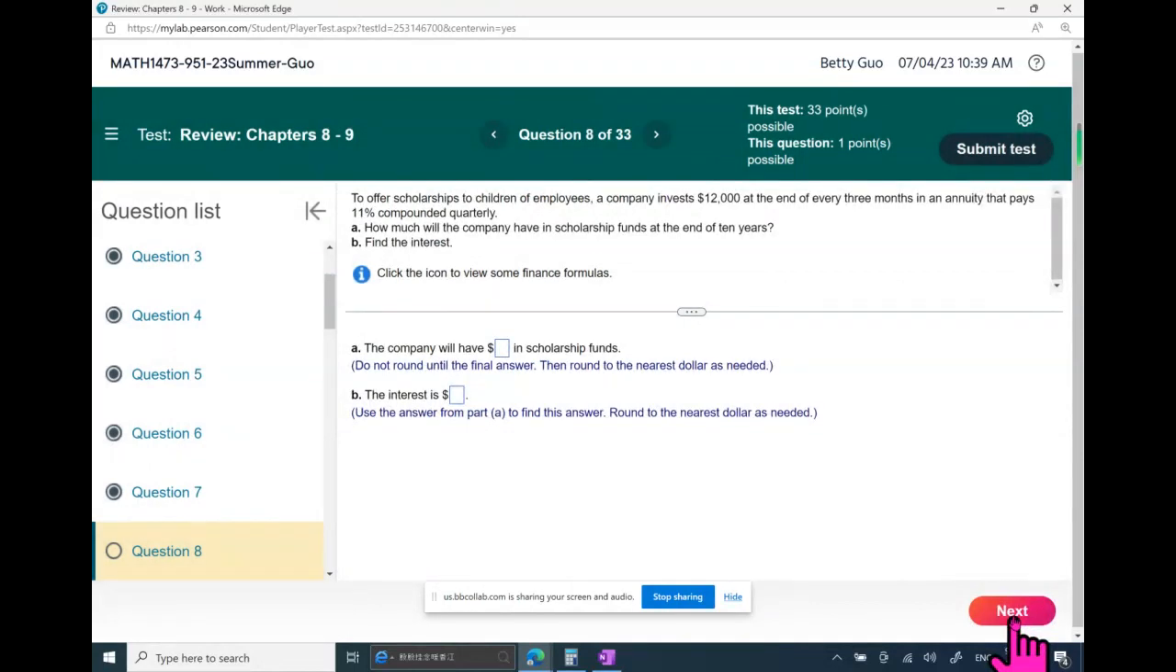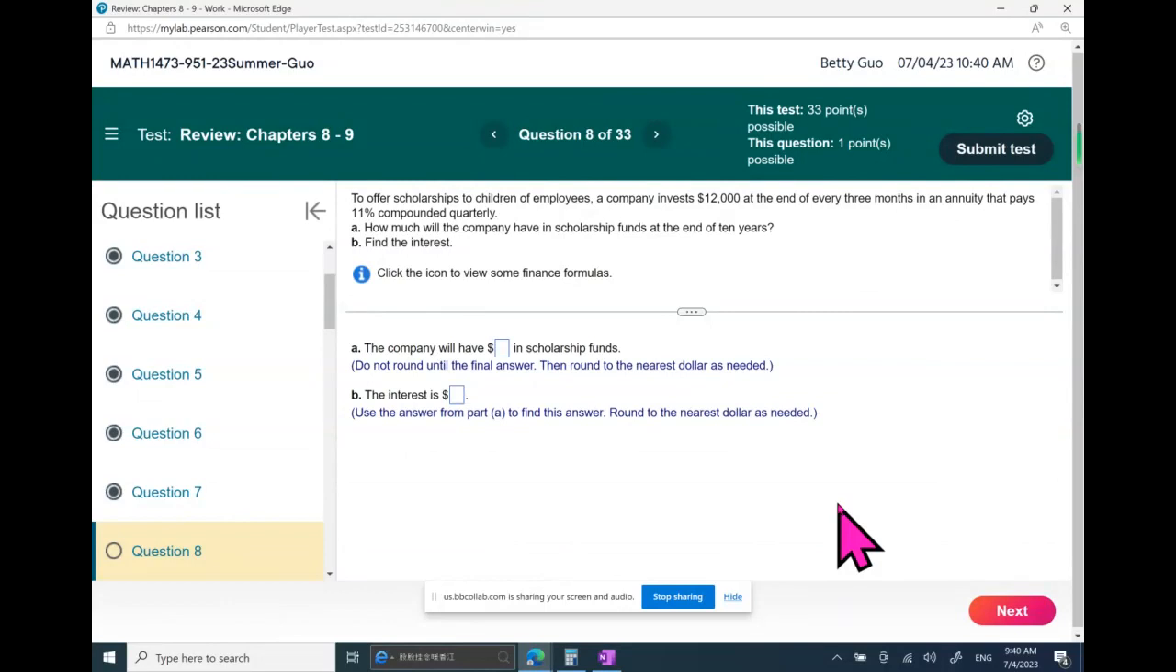Number 8. To offer scholarships to children of employees, a company invests $12,000 at the end of every 3 months in an annuity that pays 11% compounded quarterly. 2 parts. A, how much will the company have in scholarship funds at the end of 10 years? So part A, we are looking for the value of the annuity in 10 years. Part B, find the interest.